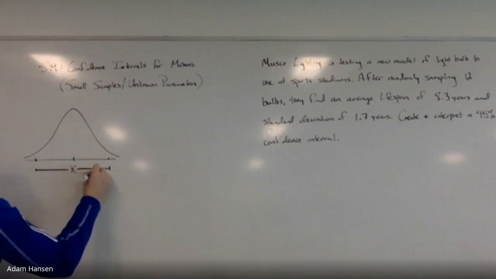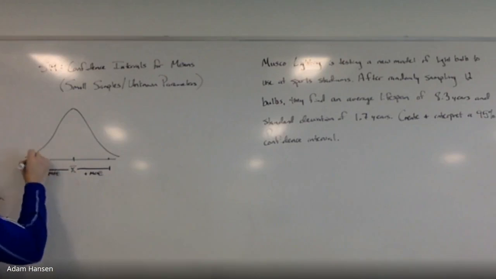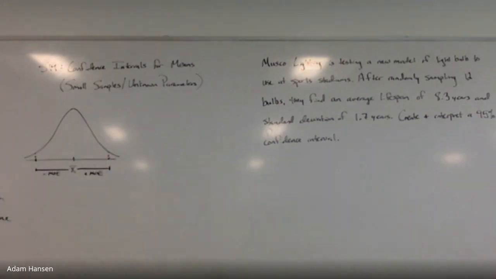What's the margin of error? Minus the margin of error. Within this interval of values, I have some level of certainty that I've captured the overall population. The margin of error is how many standard deviations I have to add and subtract so that I have some level of certainty I've captured the overall parameter.